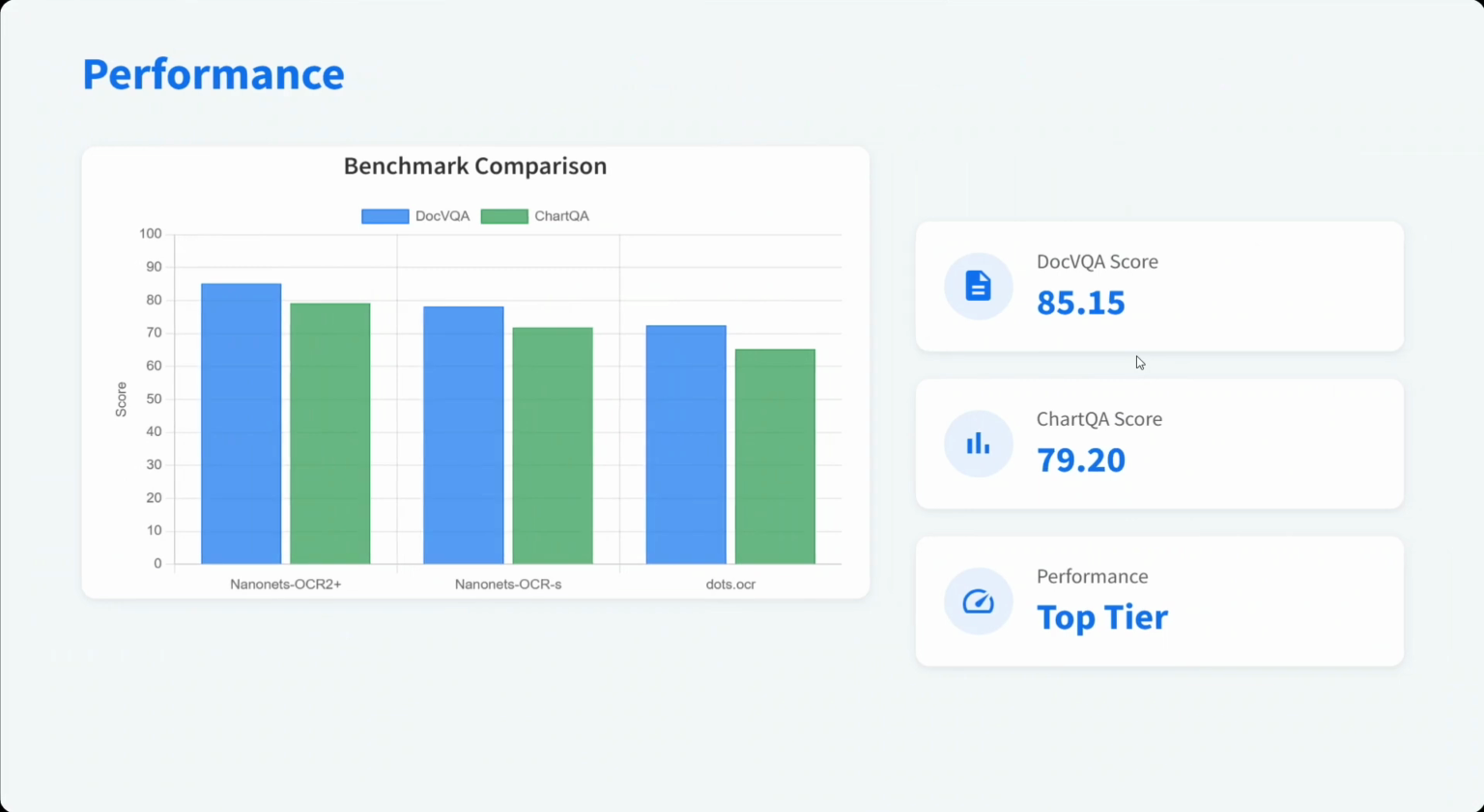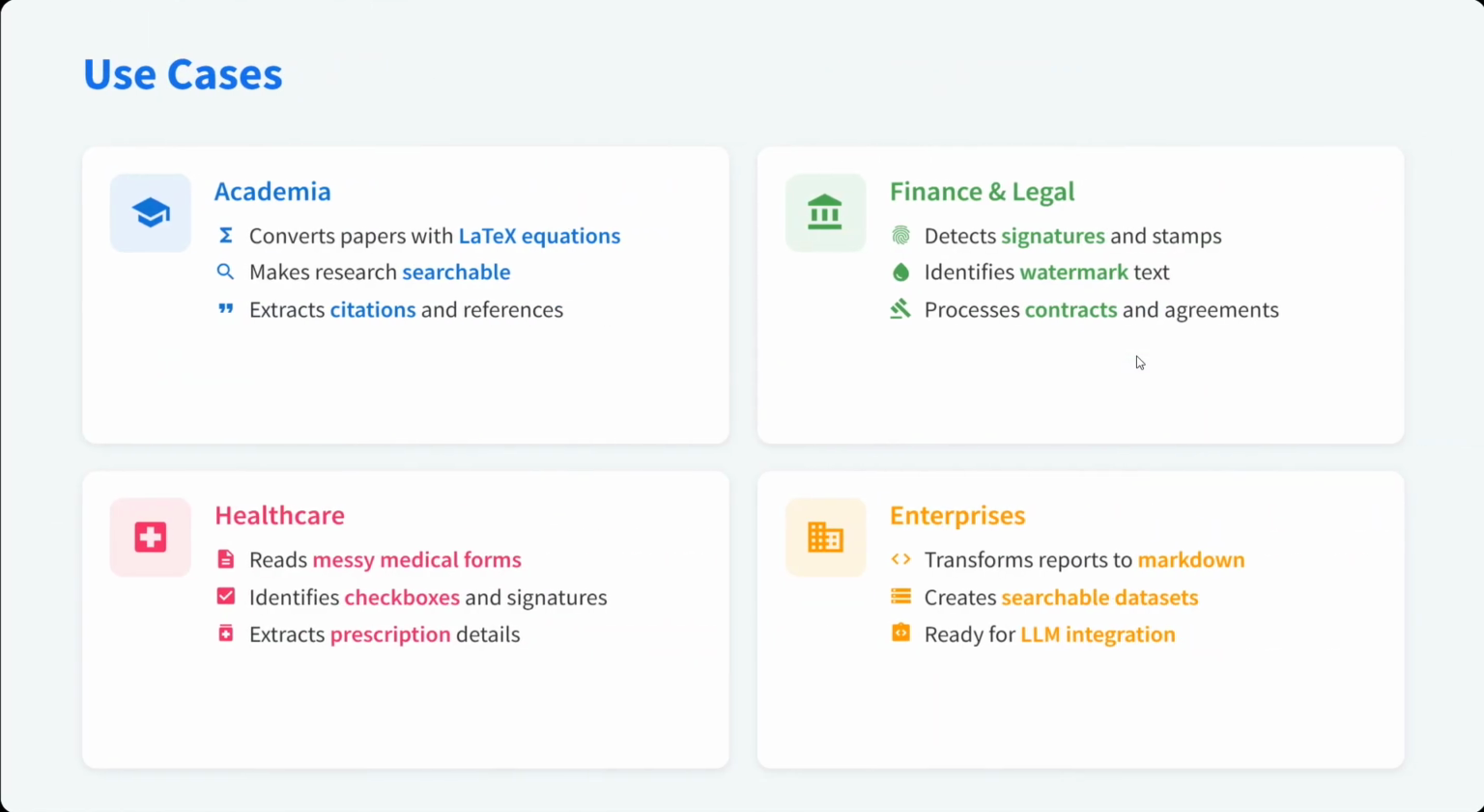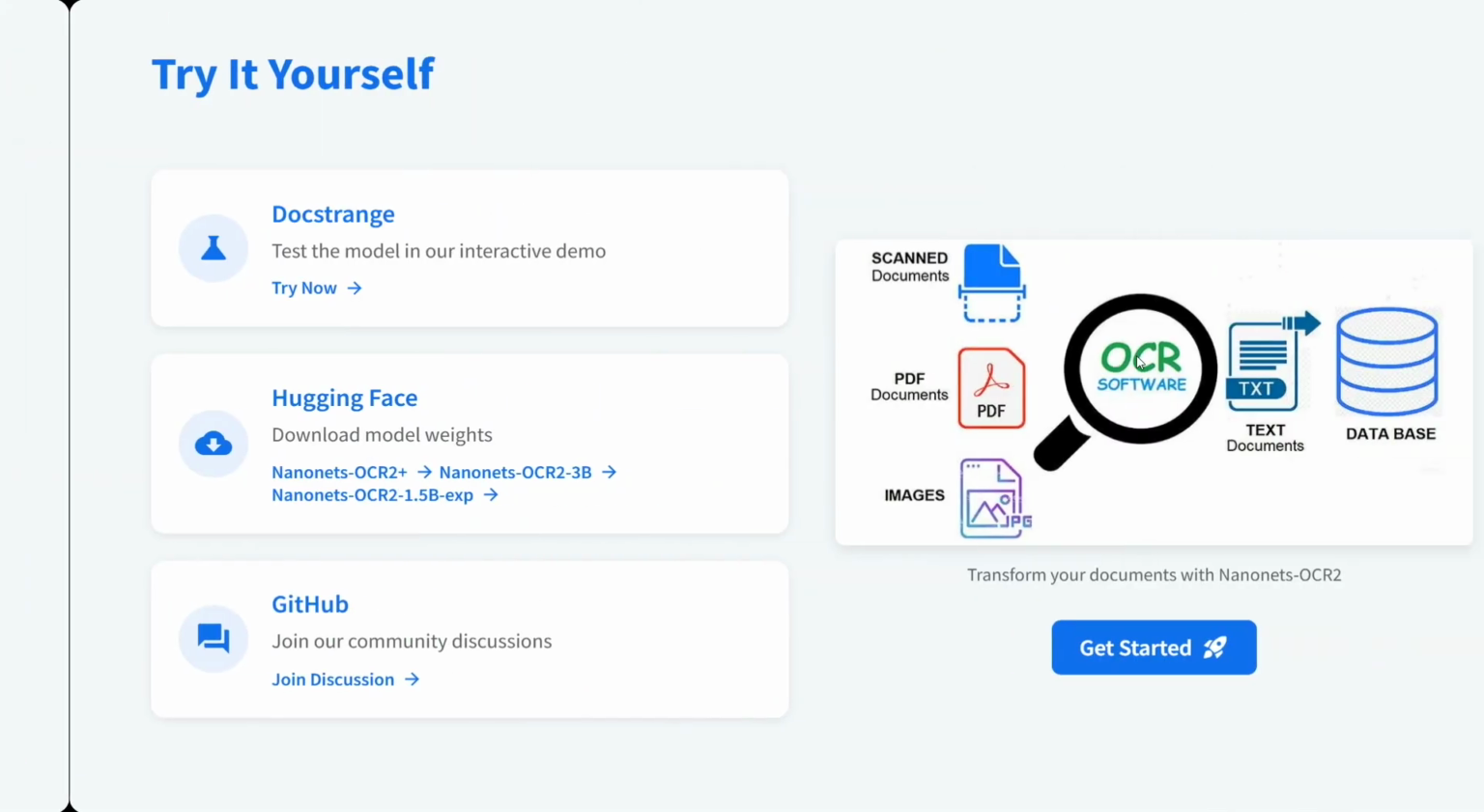Talking about the benchmark performance, the model is quite good. As you can see, it's performing better than dots.ocr. Talking about the use cases, obviously it is academia, finance, healthcare, and enterprises as well. It can be used anywhere. The model size is not that huge. And I think the previous version was quite stable with most of the use cases. So, Nanonets OCR2 should be your go-to model.